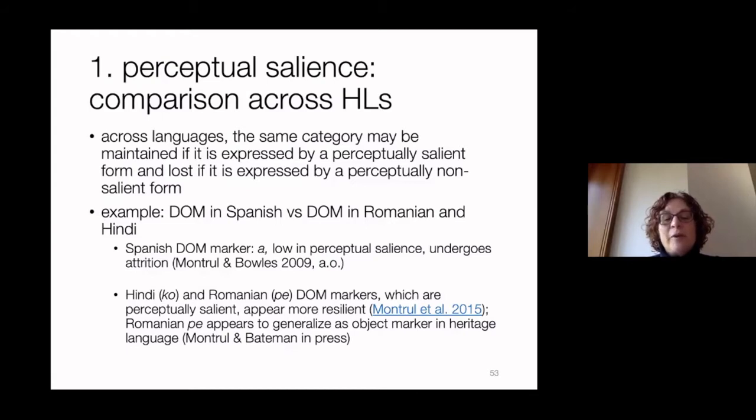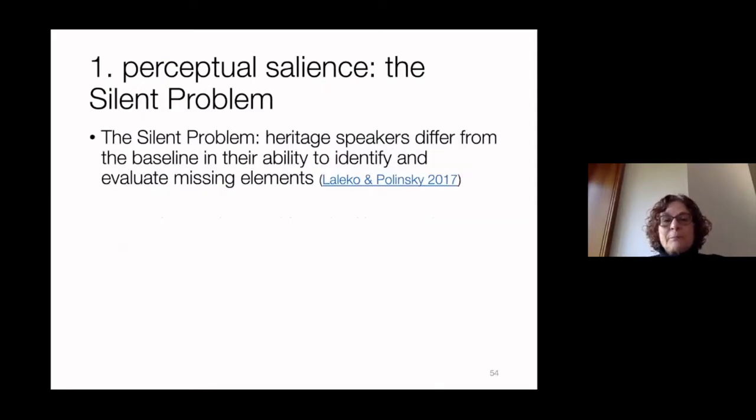Moreover, Romanian pe seems to generalize as the object marker in heritage language. That's in the work by Bateman and Mardale. Again, a lot of that is from production, so I don't know if heritage speakers of Romanian perceive pe as the object marker in comprehension, but in production, that seems to be the case. And again, the difference is just in perceptual salience and signal weight.